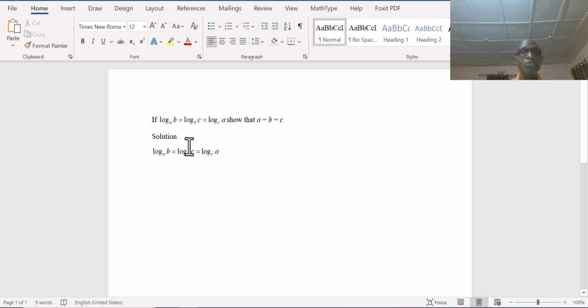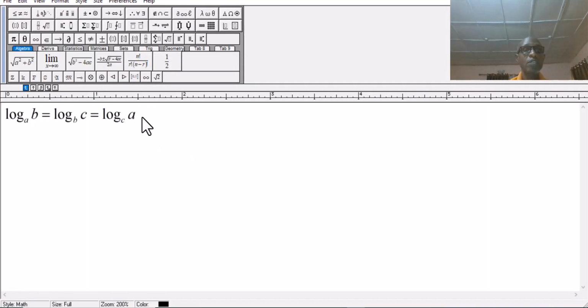So today we are looking at this problem. Log b to base a is equal to log c to base b is equal to log a to base c. Show that a equals b equals c. So let's quickly do that. Let's assume that everything is equal to k.